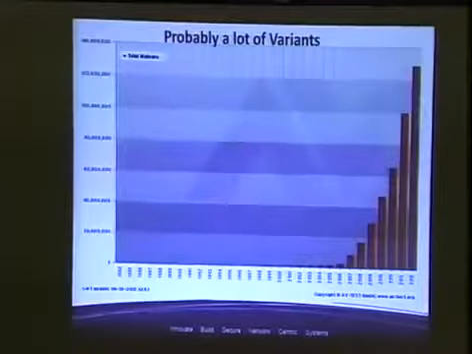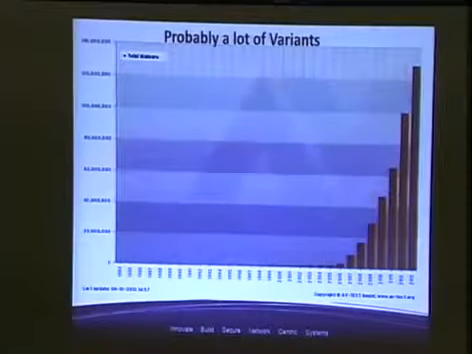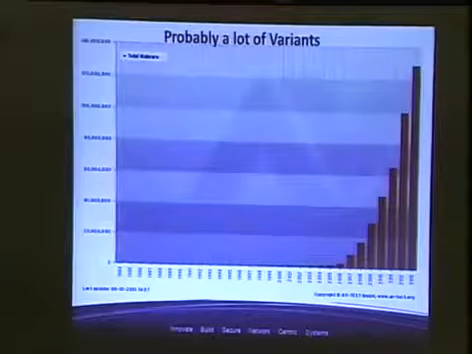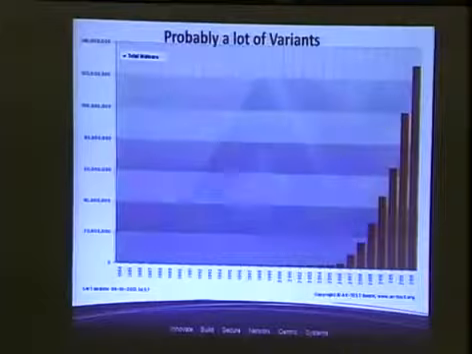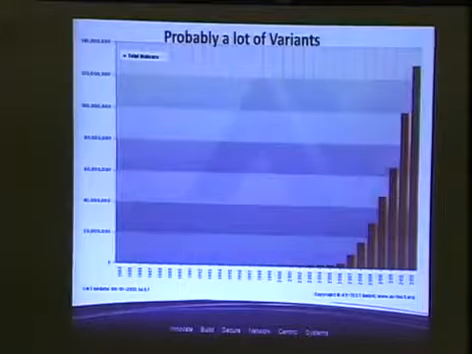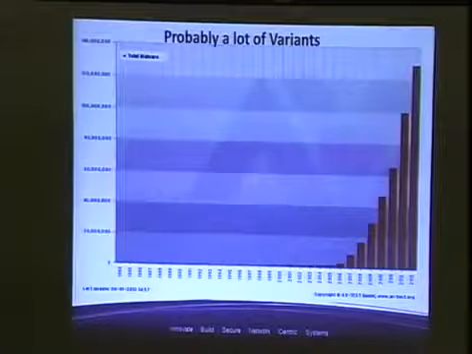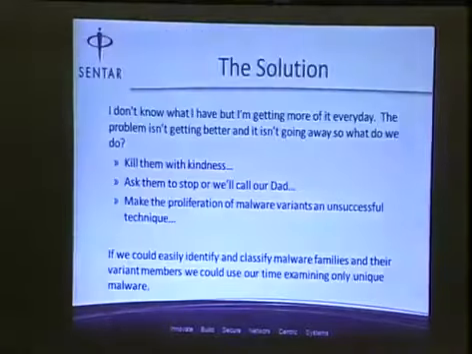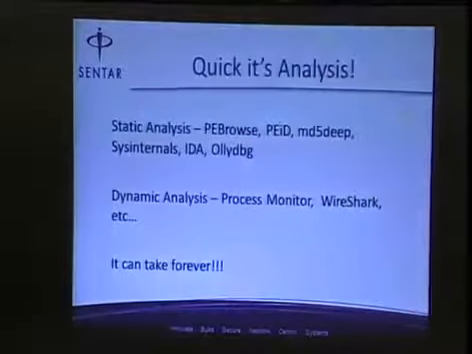So, I want to go back real quick to the last slide. Like you said, it's even worse than we thought. In 2011, the variant to family ratio was 5-to-1. In 2012, it was 38-to-1. And this year, the numbers haven't come in, but you can see the trend. It's not looking good. So I really hate wasting time looking at just another variant of a piece of malware that I saw last week. So this kind of helps.